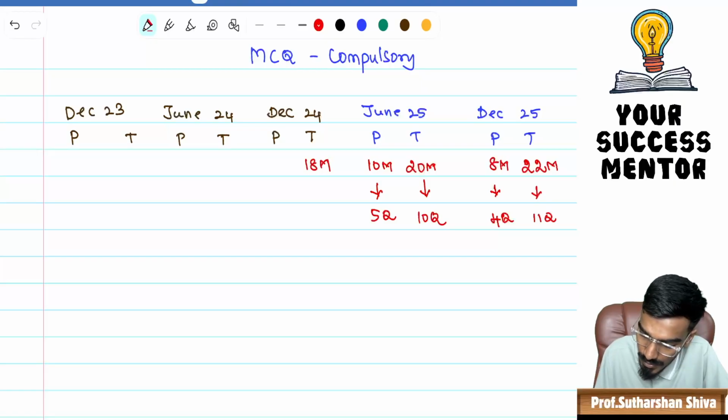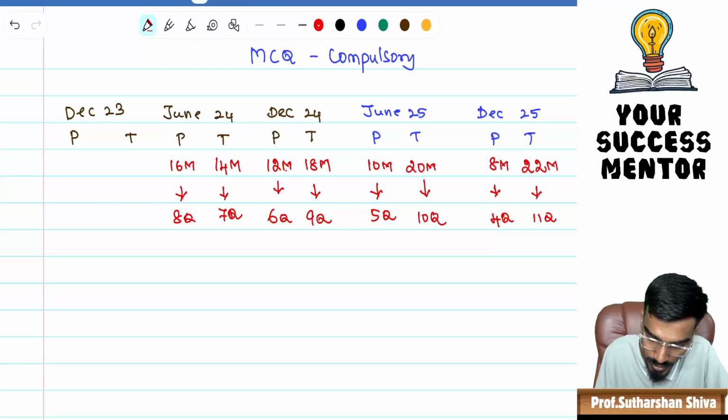18 marks, which comprises 9 questions, and then here 12 marks, which comprises 6 questions. Then here you will be getting just 14 marks of theory and 16 marks of practical. That's what I said. You will be getting 8 questions here, and 7 questions here. The last one is December 23: 16 marks of theory, 14 marks of practical. I can say 7 questions and 8 questions.